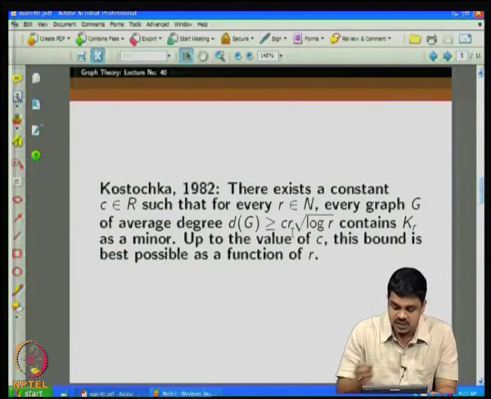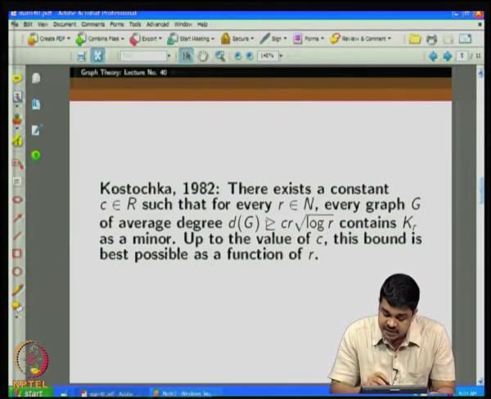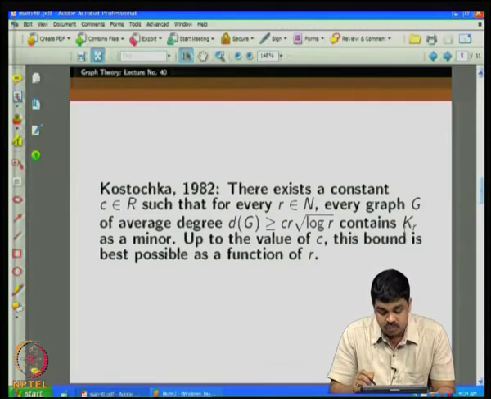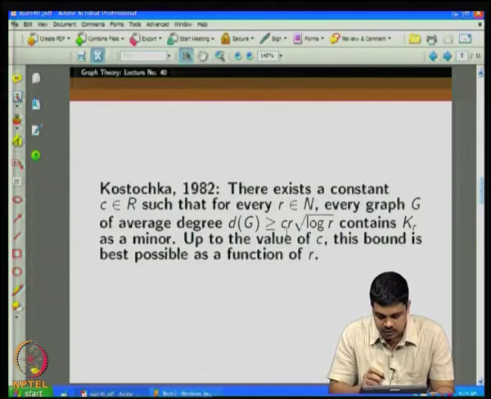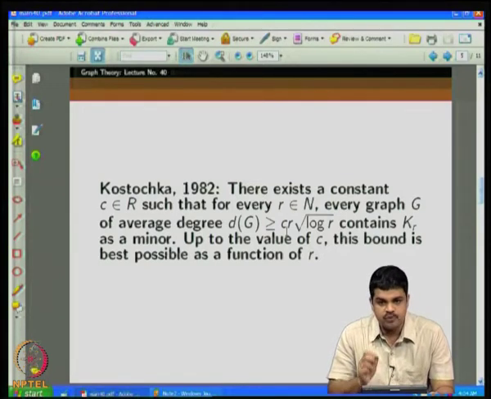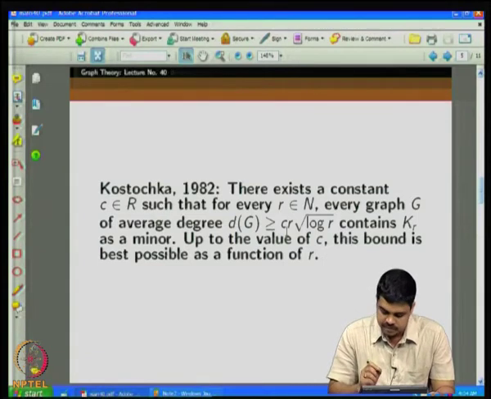We can compare it with the previous result, which says that if the average degree is at least C r square, then it contains KR as a topological minor. Here the requirement is much less, we do not need r square, we need only r root log r. And it is also known that up to the value of C, this constant can be improved a little bit probably from what Kostochka has done. This bound is best possible as a function of r. You cannot hope to improve much. So, this is the best possible.